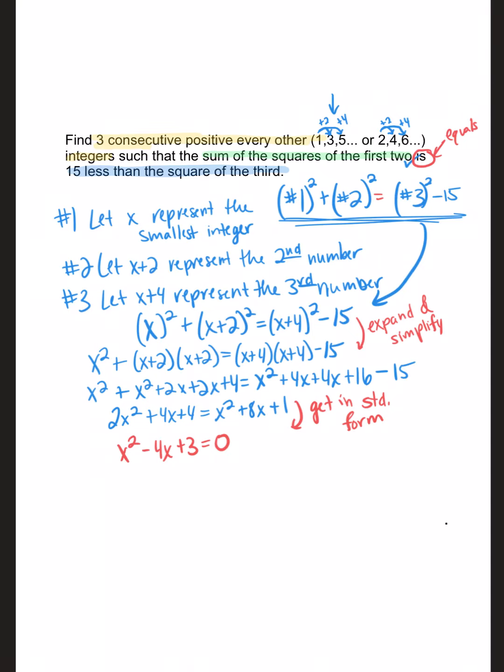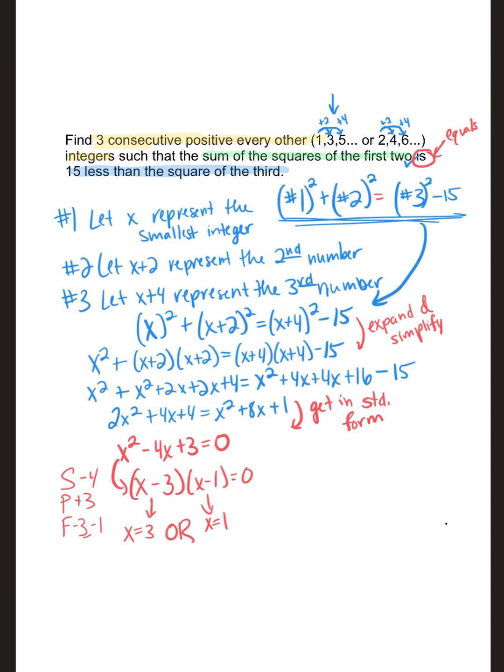So nothing to common factor. Let's see if we can factor using SPF though. So two numbers that add to a negative 4, but multiply to a positive 3. Okay, that's going to be a negative 3 and a negative 1. So we'll factor this to x minus 3 and x minus 1. So that tells me my solutions are x equals 3 or x is going to equal 1.